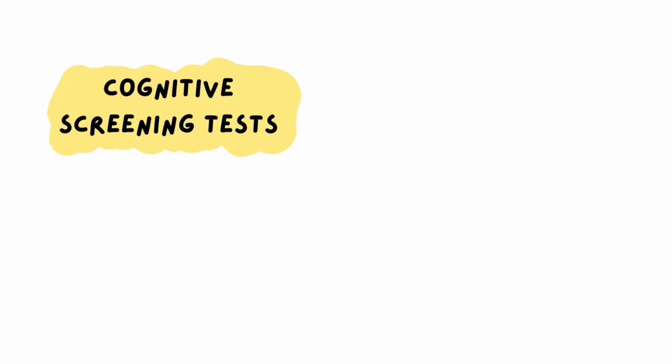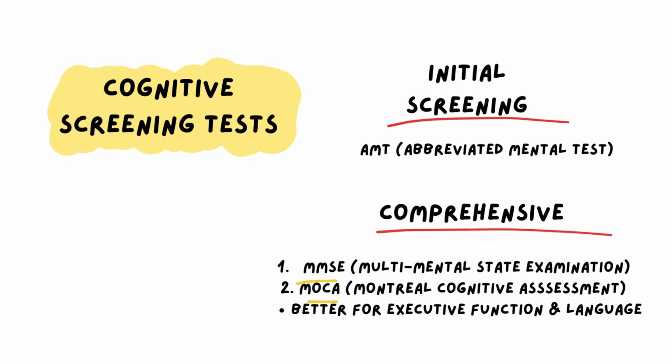What types of cognitive screening tests do you know about? As an initial screening test, simple tests like the 10-item Abbreviated Mental Test, AMT, can be used. However, for more comprehensive cognitive tests, one can use either the Mini Mental State Examination, MMSE, or the Montreal Cognitive Assessment, MoCA. The MoCA test is more sensitive to executive and language dysfunction.